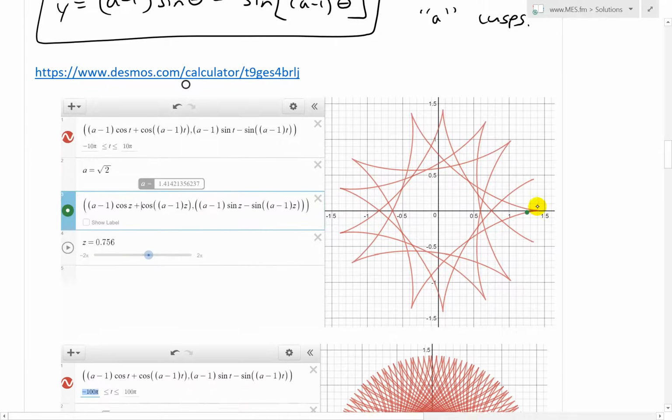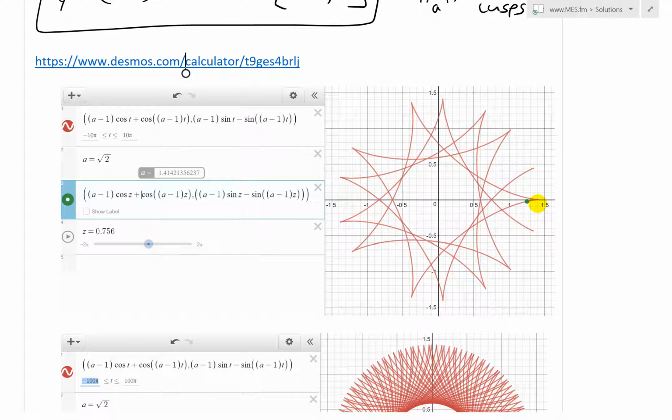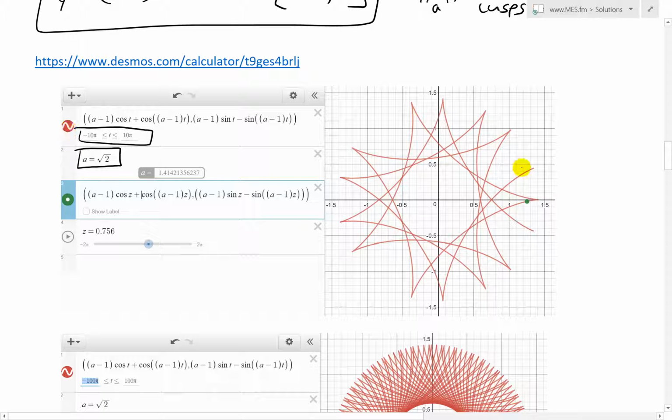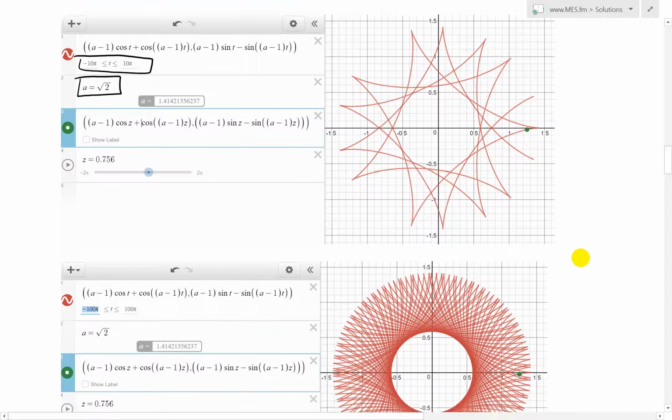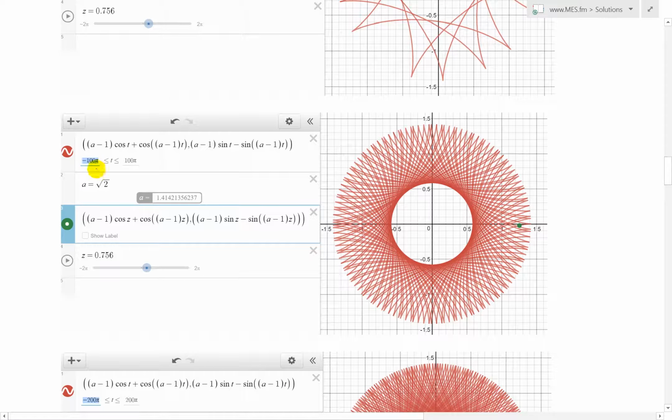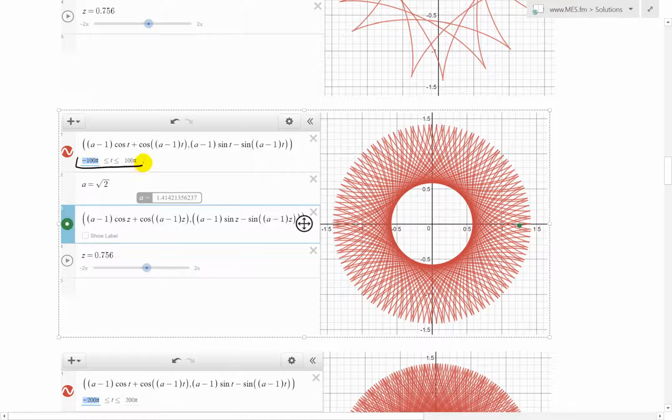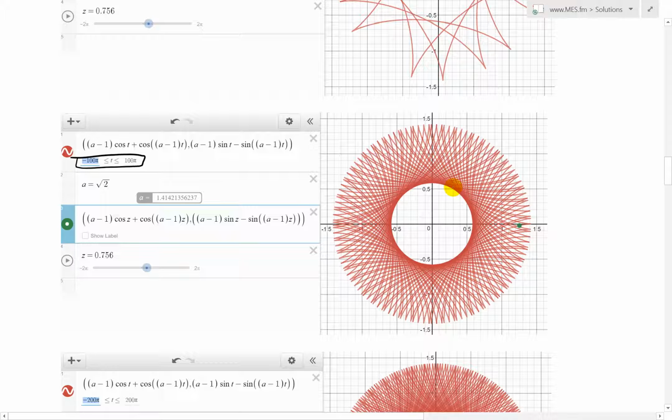So what I've done here, I've copied and pasted several of those graphs. This is again for a equals square root of 2, an irrational number, and this is from negative 10 pi to 10 pi. And we get a shape that looks like this. And notice there's always this extra piece here. So the way it works is then it would go back to a different spot, etc. And here I've got it from negative 100 pi to positive 100 pi, and you could see a shape that looks quite amazing.